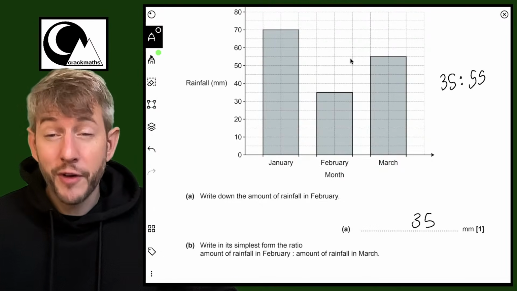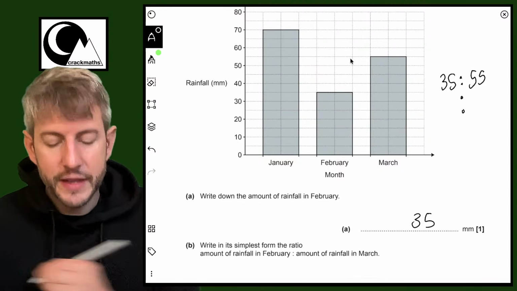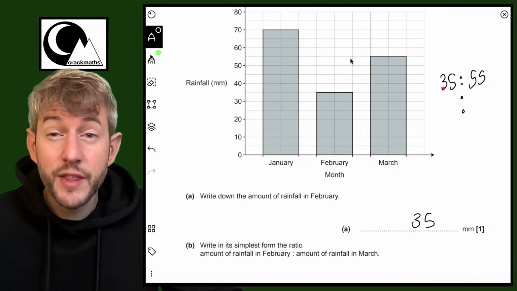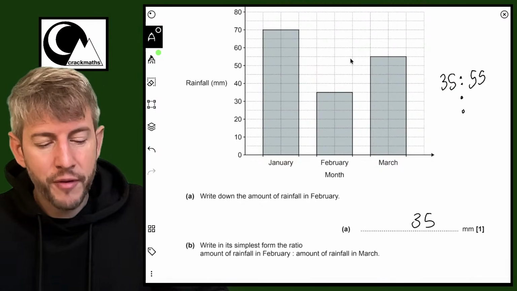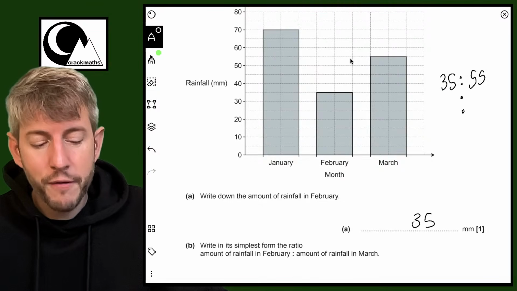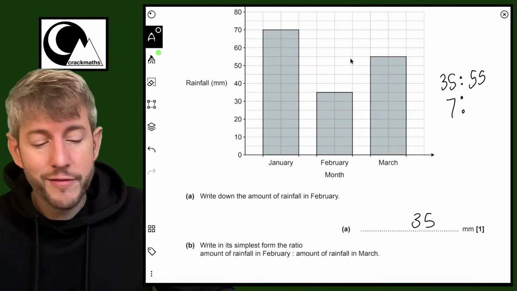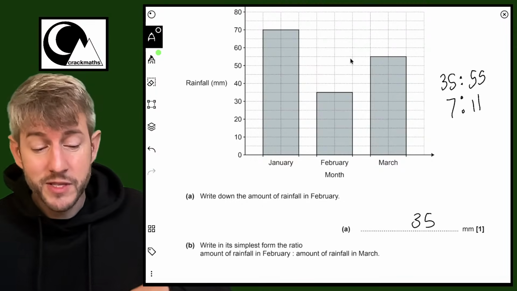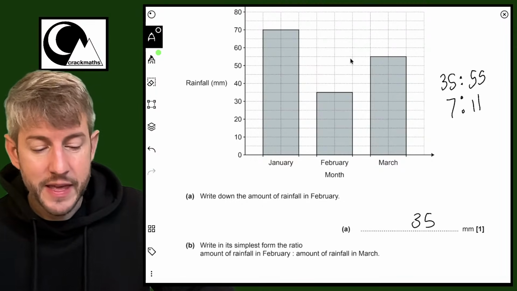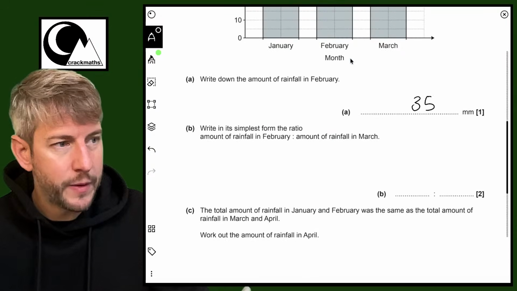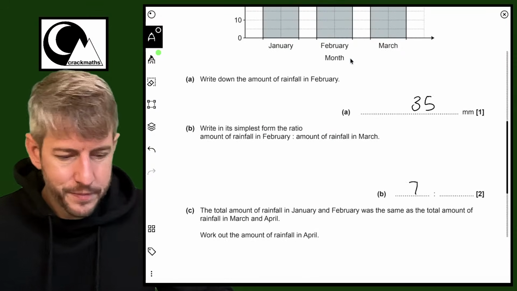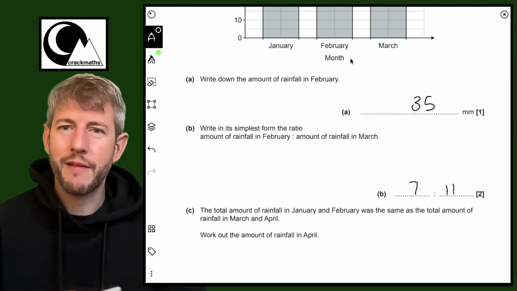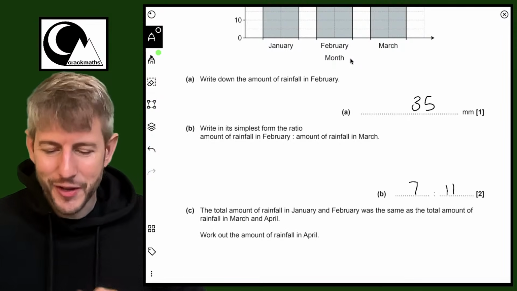They want us to simplify this, so we've got to work out what we can divide these by. I can see they both end in 5, so they're both divisible by 5. 35 divided by 5 is 7. 55 divided by 5 is 11. 7 and 11 are both prime numbers, so I can just write down 7 to 11. Okay, there we go, and that's that bit done.